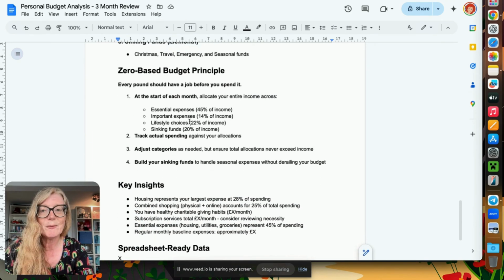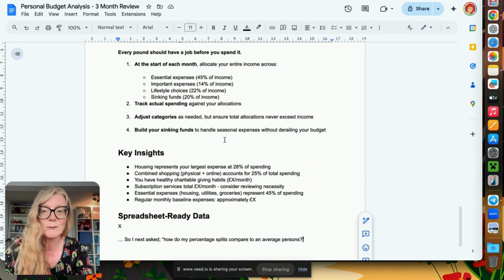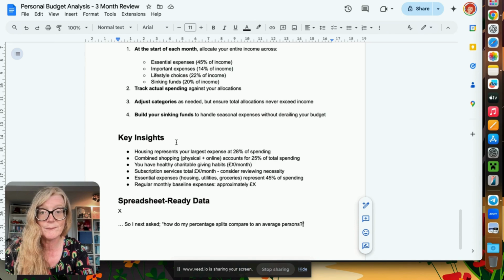And then again at the bottom here, it said zero-based budget principle. Every pound should have a job. And it's advising that I, at the start of each month, allocate my income across these categories for these amounts. It tells me that I should track my spending, adjust the categories as needed, but ensure that my total allocation doesn't exceed my income, which clearly is sensible. And then to build up to having these funds to handle the expenses without derailing my budget.